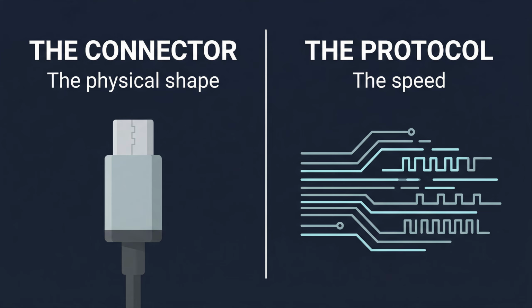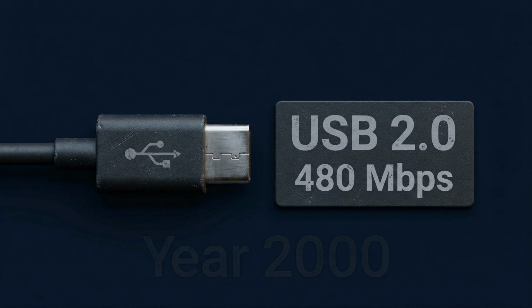Here's the thing most people don't realize. USB-C is just the connector, the physical shape. What determines speed is the protocol running through it. A cheap USB-C cable might only support USB 2.0, 480 megabits per second. That's the same speed as those black USB ports from the year 2000.